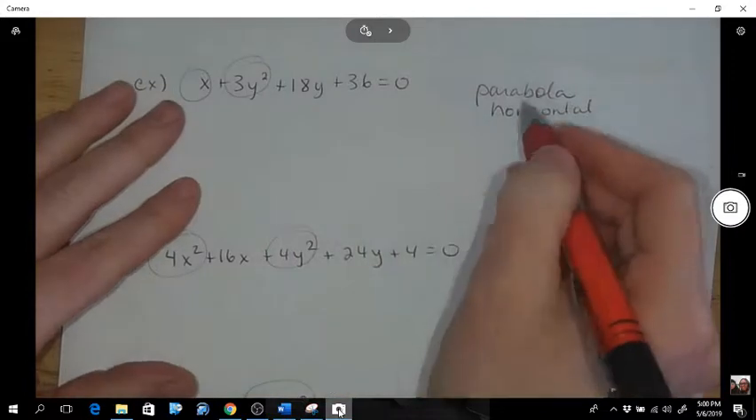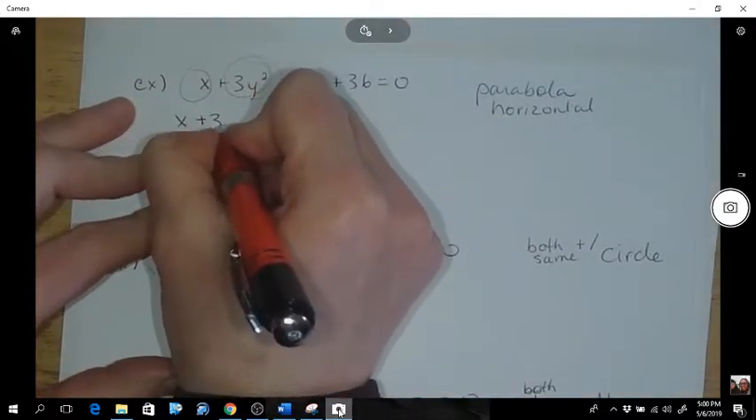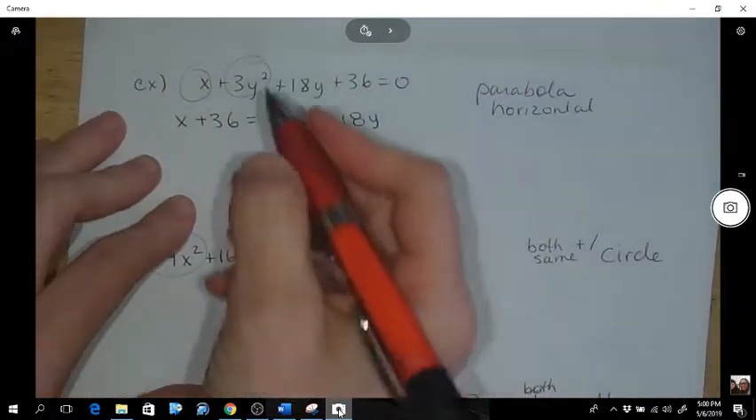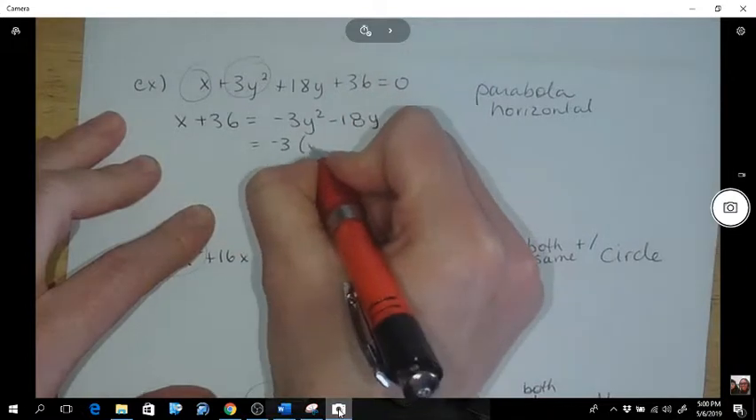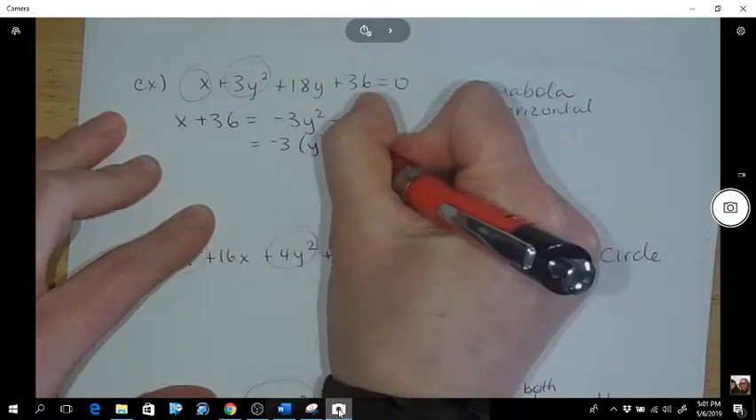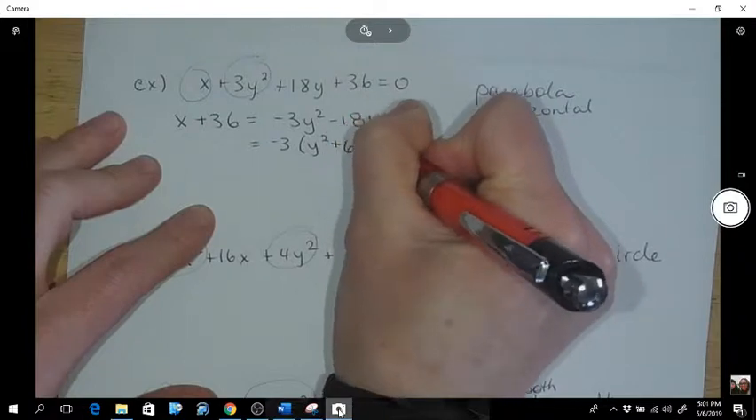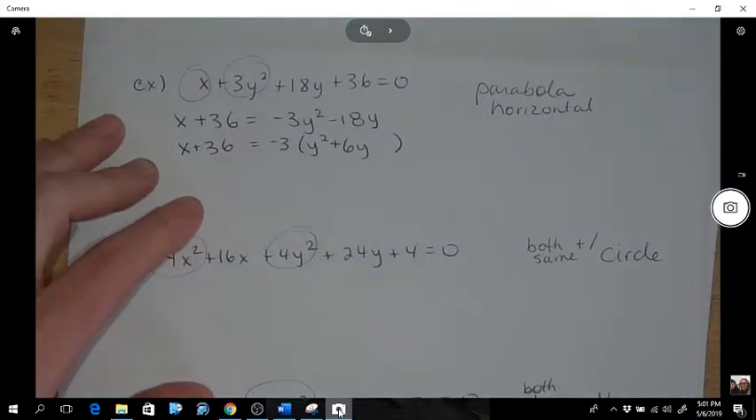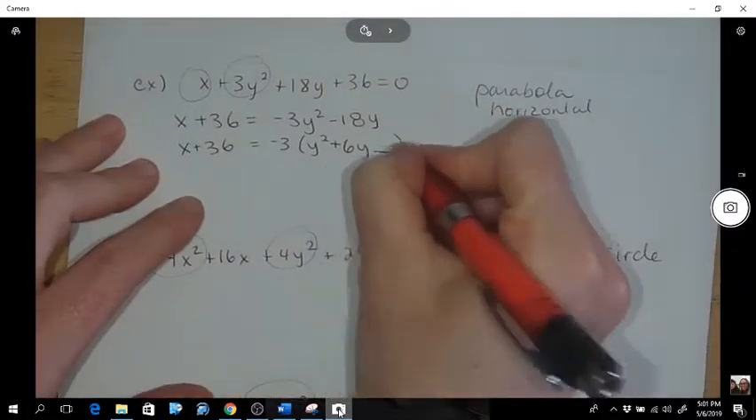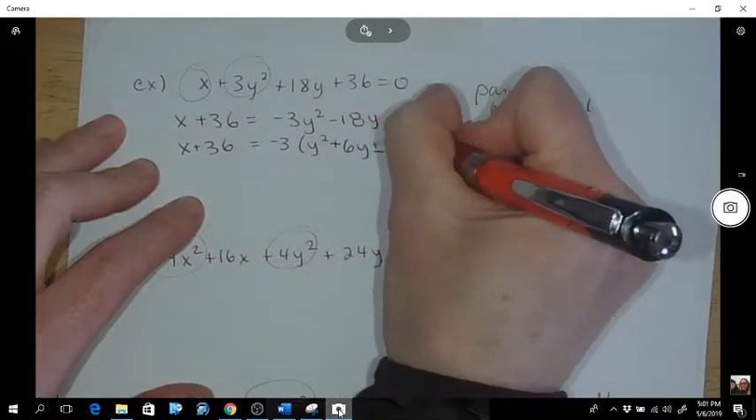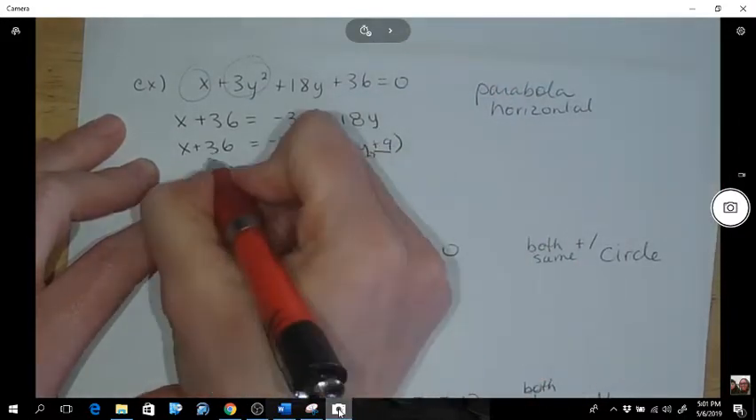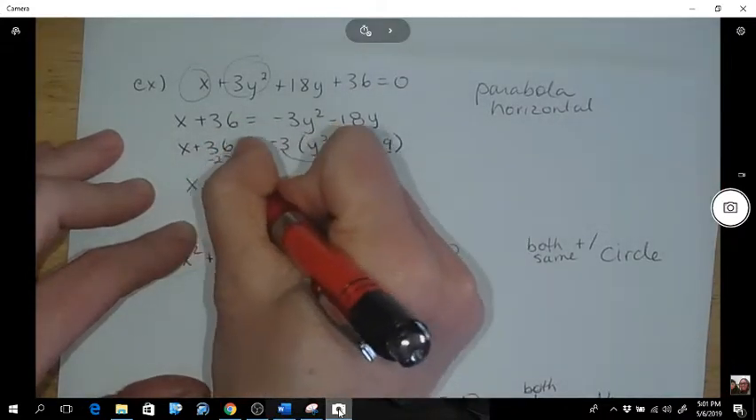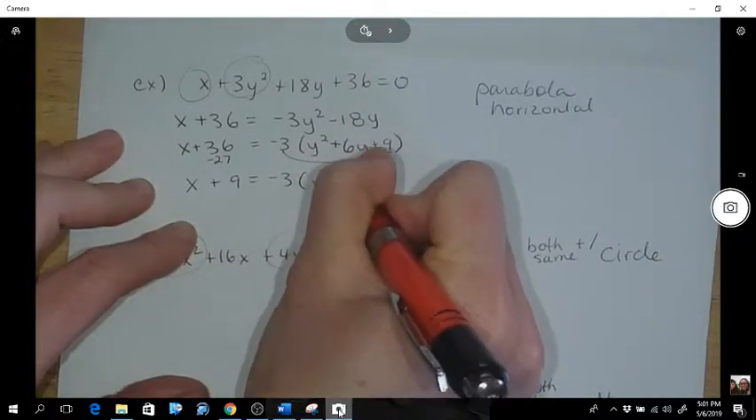Okay, parabola, so I'm going to go x and my number, all my y's over there. Okay, factor this out. This looks pretty similar to the one we did before. Okay, so now we're going to give ourselves a blank. Half squared is 9. That's a negative 27. So we end up with x plus 9 equals negative 3 (y plus 3) squared.